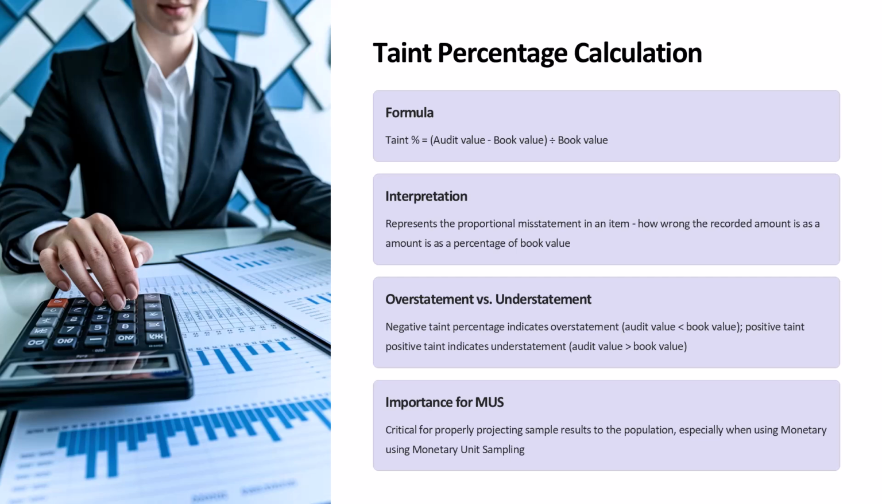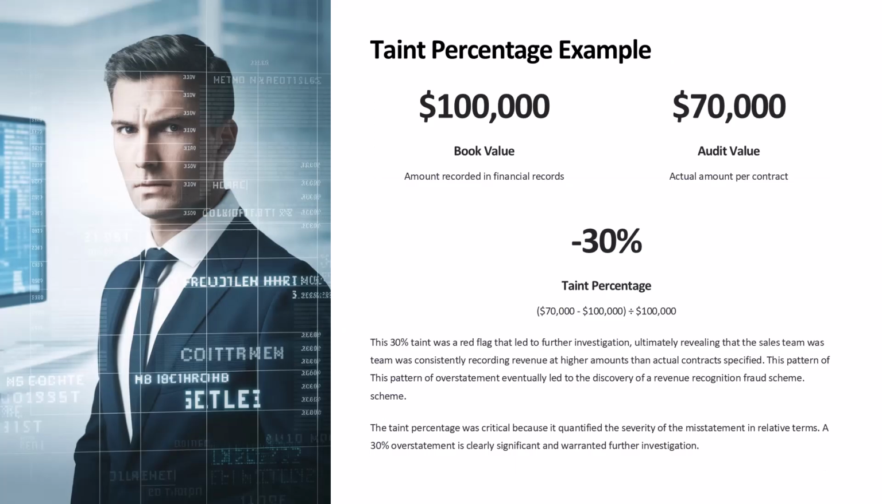This makes intuitive sense. A 10% error in a $1,000 item represents a $100 misstatement, while the same 10% error in a $10,000 item represents a $1,000 misstatement. The taint percentage captures this proportional relationship. Taint percentage example.